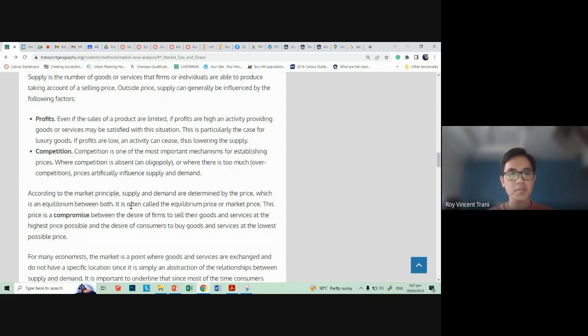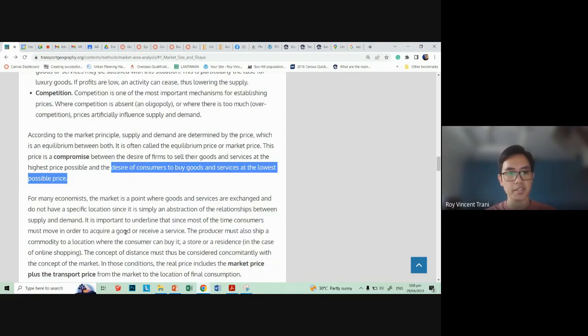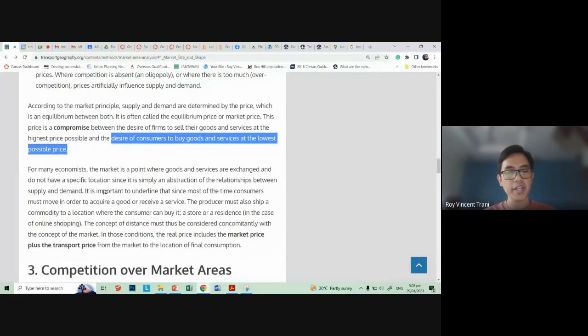According to the market principle, supply and demand are determined by the price, which is an equilibrium of both. It is often called the equilibrium price or market price. This price is a compromise between the desire of firms to sell all of their goods and services at the highest price possible and the desire of consumers to buy goods and services at the lowest possible price. For many economists, the market is a point where goods and services are exchanged and do not have a specific location, since it is simply an abstraction of the relationships between supply and demand.